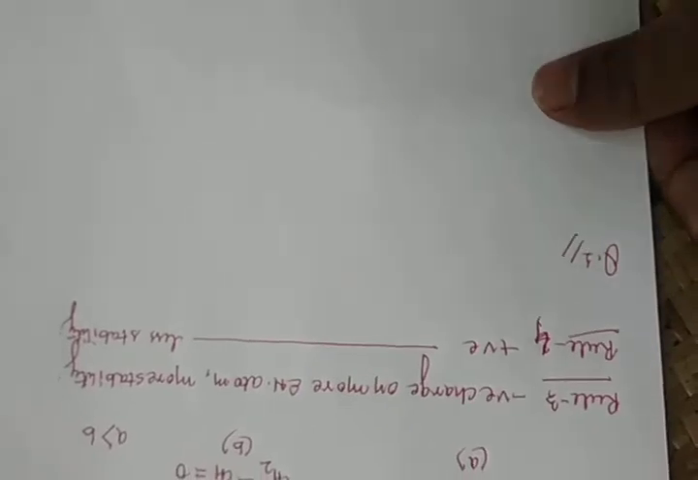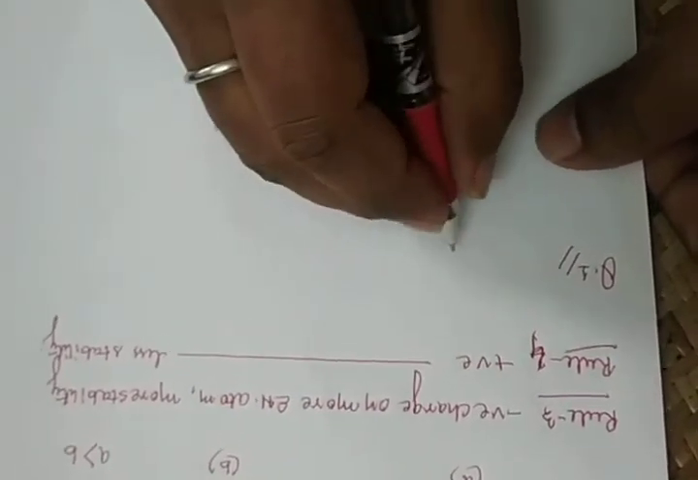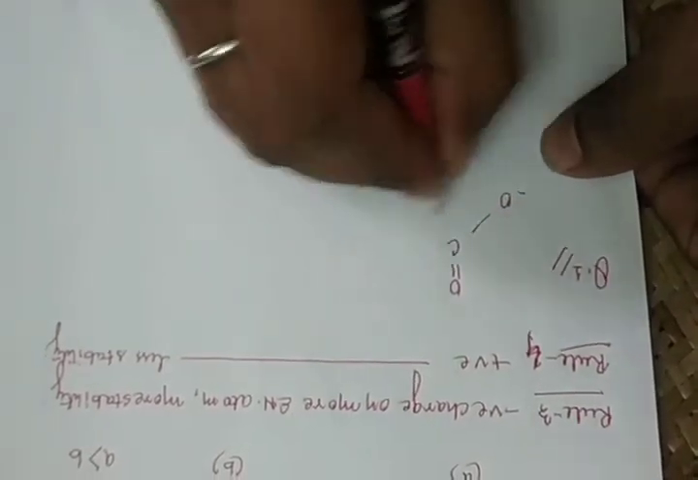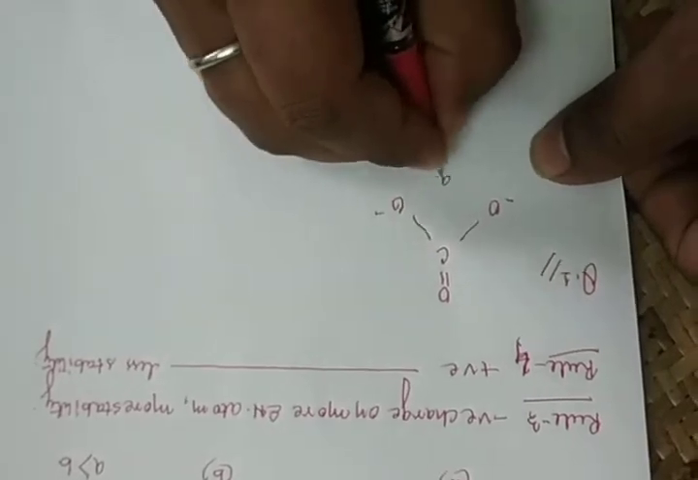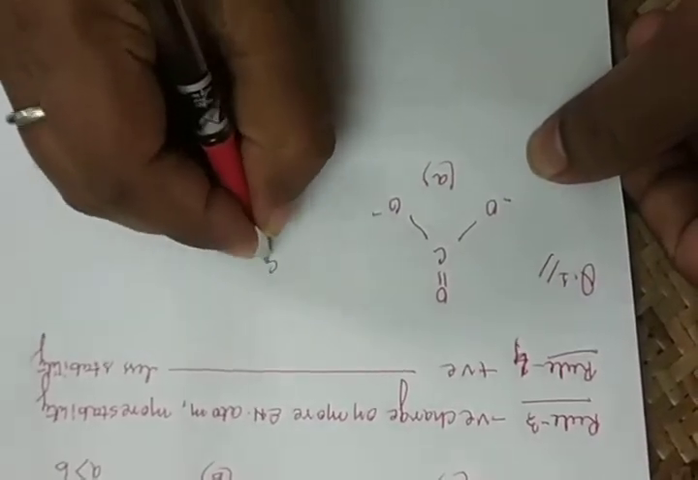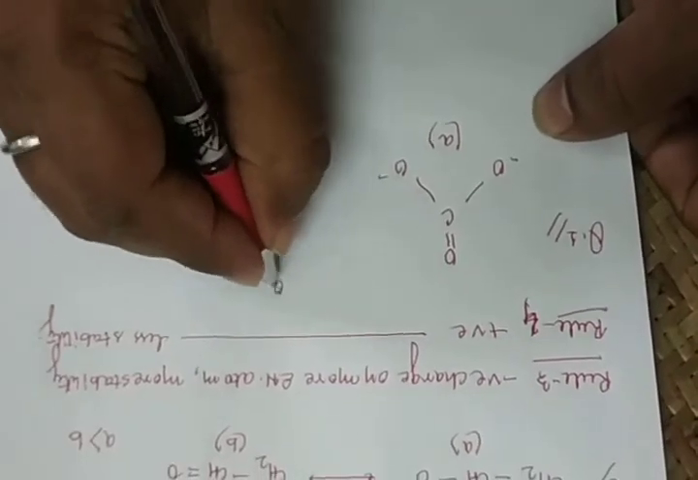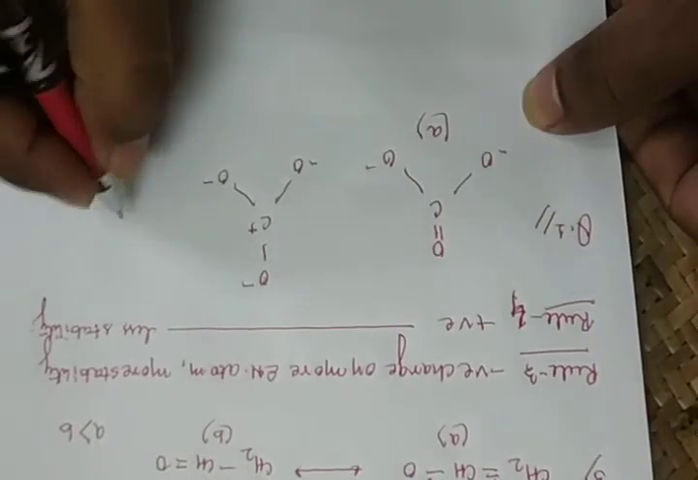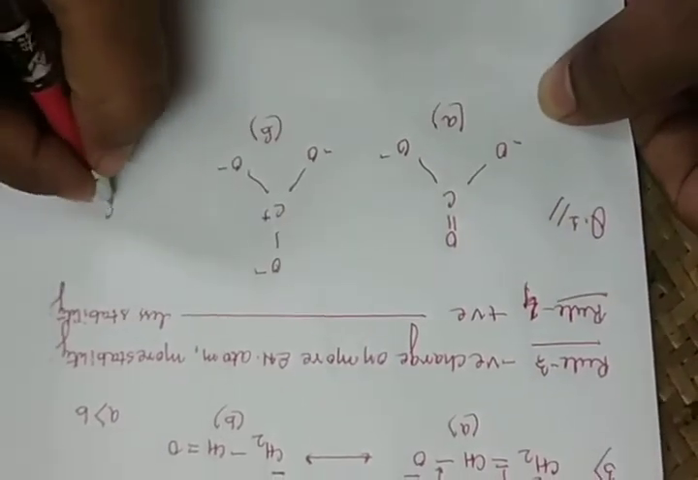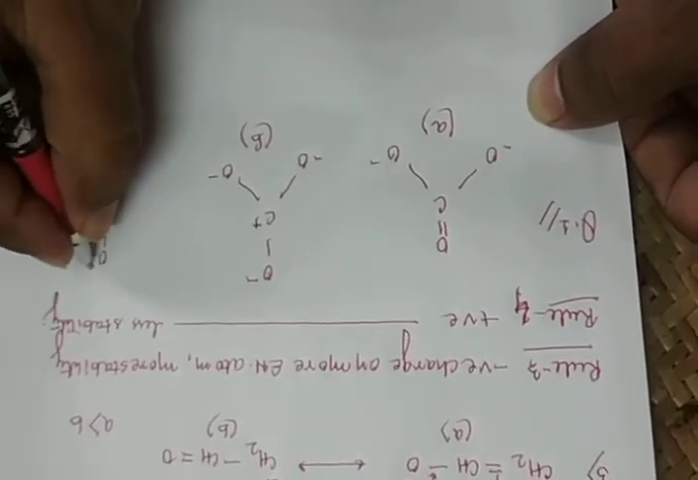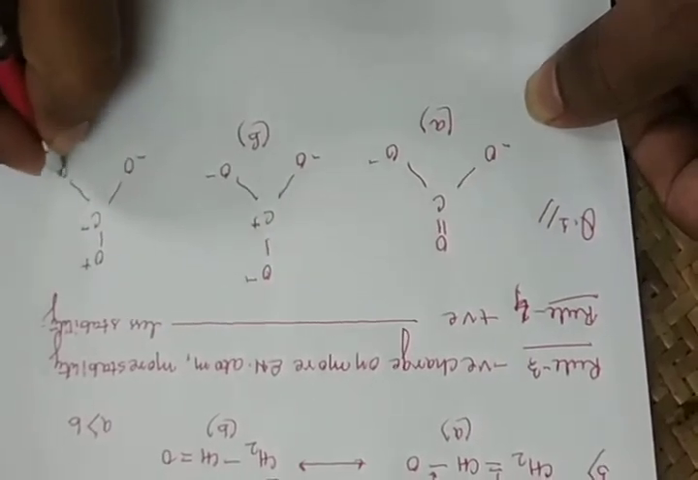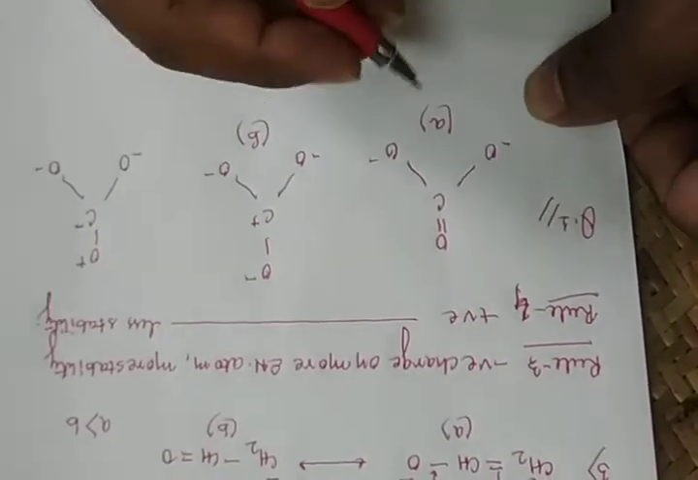Now the question is: arrange in order of stability. So the first is C double bond O minus, this is compound A. Now the same C positive, there is O negative, O minus, there is O minus. This is compound B. C, there is O plus, carbon negative, O minus and O minus. So now in this case, how do we check how many charges there are?